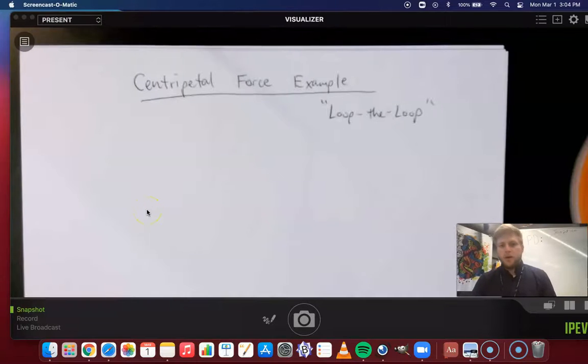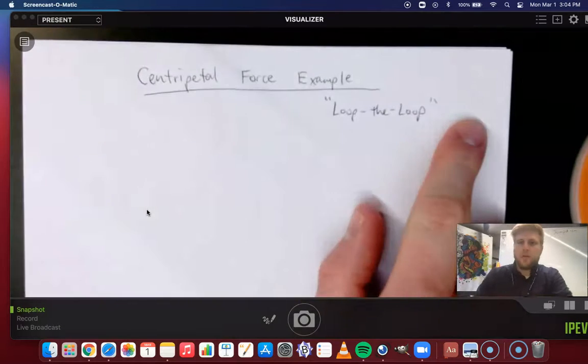What's up, scholars? Today we are going to do a centripetal force example. This is actually one of the more classic examples of where most people have heard of centripetal force, or sometimes they'll hear it called centrifugal force. Either way, the loop is one of the most famous examples.